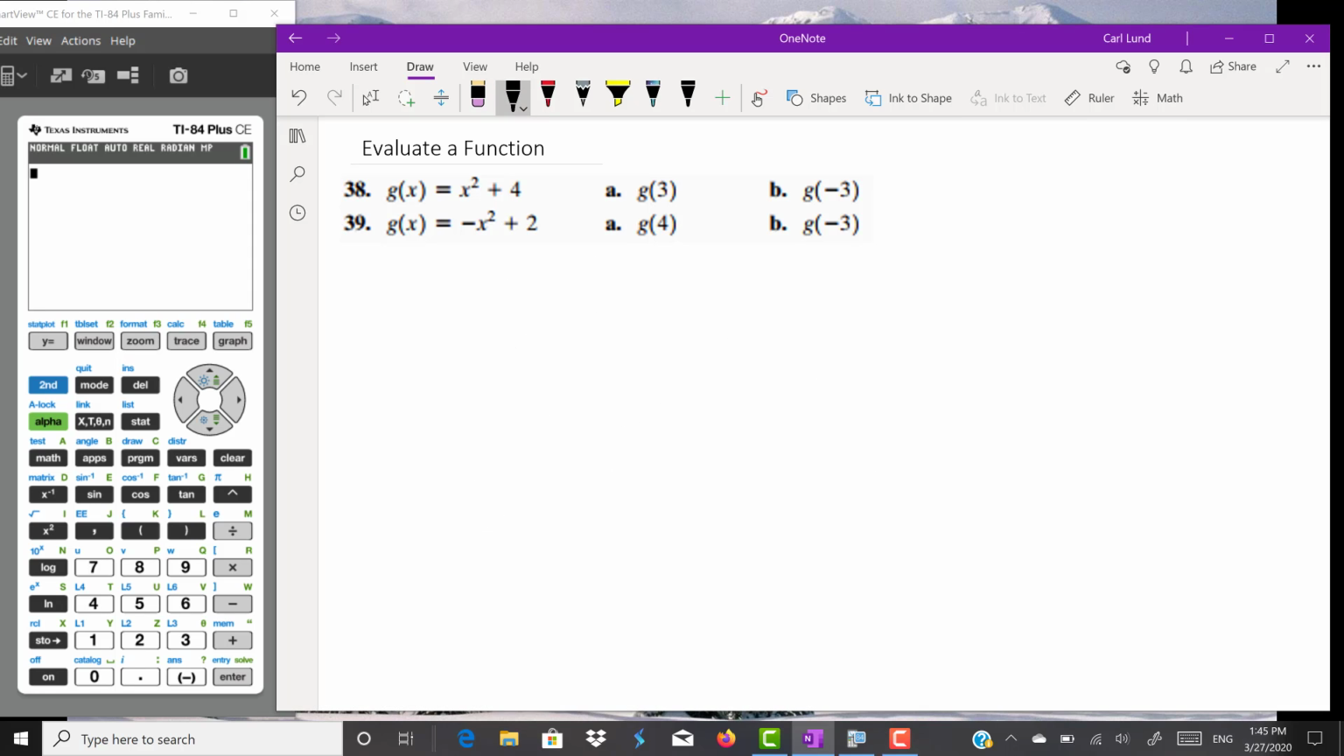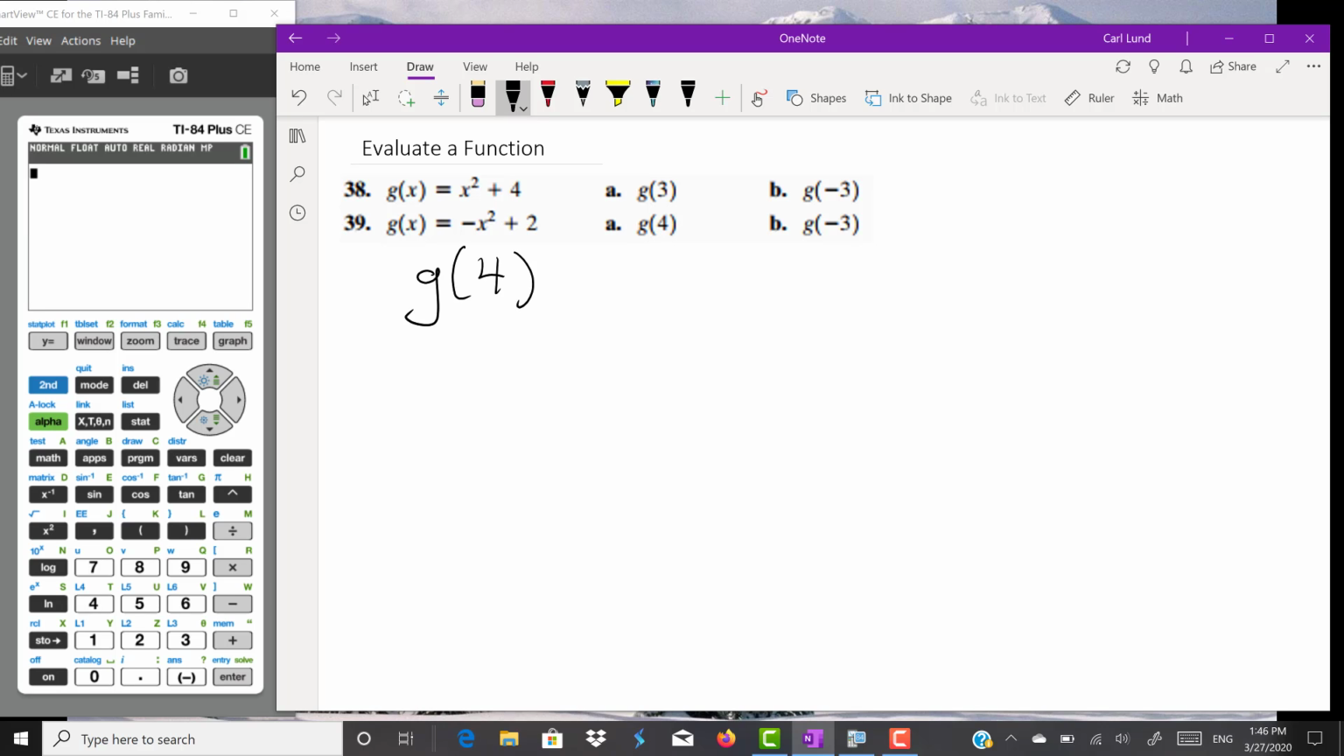Now I'm going to do the same thing with number 39, which is minus x squared plus 2. Now this is important. This is not in parentheses. So first I'm squaring x, and then I'm taking the minus of it, the negative of it, I should say. So I'm going to do g of x first when x is 4, and then when x is negative 3.